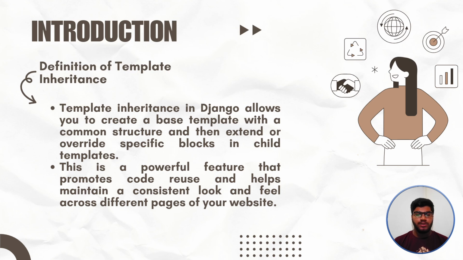Template inheritance in Django allows you to create a base template with a common structure and then extend or override the specific blocks in the child templates. This is a powerful feature that promotes code reuse and helps to maintain a consistent look and feel across the different pages of your website. Template inheritance is used to promote code reuse in Django.